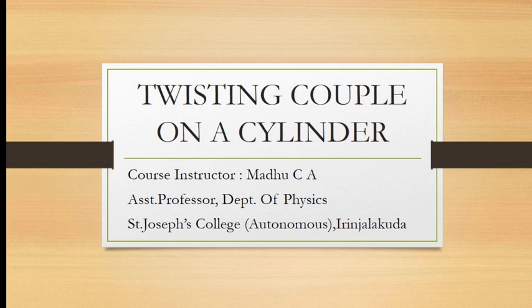In the last class we had seen angle of twist and angle of shear for a cylindrical rod or wire of length L and radius R. Today we are continuing the topic by deriving the twisting couple on a cylinder.